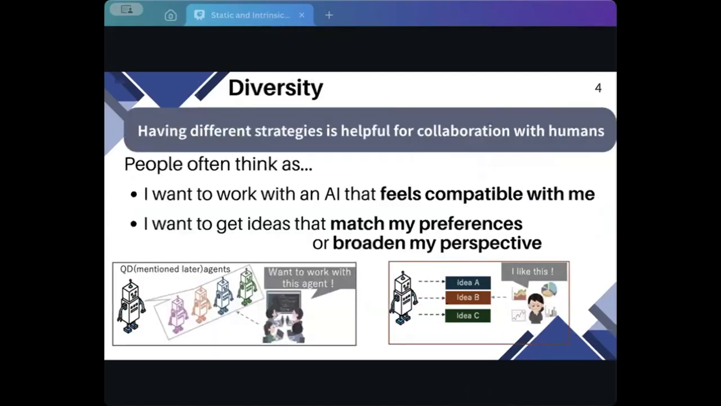Another main theme of our research is quality diversity. Here, we briefly describe the notion of diversity in AI. For example, people may think, I want to work with an AI that feels compatible with me, or I want ideas that match my preferences, or on the contrary, I want to get ideas that broaden my perspective. Therefore, diversity in AIs can increase the value of AI in practical use. For this reason, we aim to develop a Go AI that can propose not only multiple but diverse strategies.